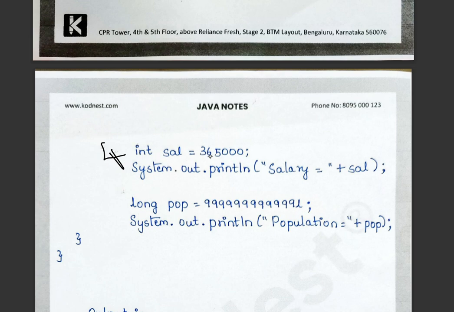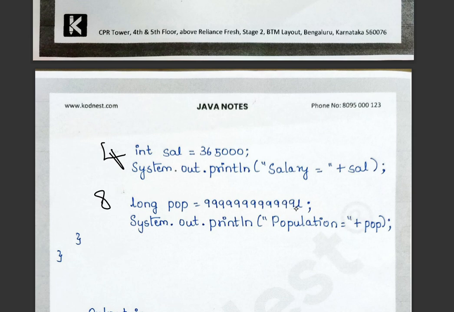So int sal equals, int variable equals to number. So next it prints the sal. So next, long is nothing but 8 bytes. So long pop equals to 99. It occupies more memory, so we use long here. If we use int, then we get an error.